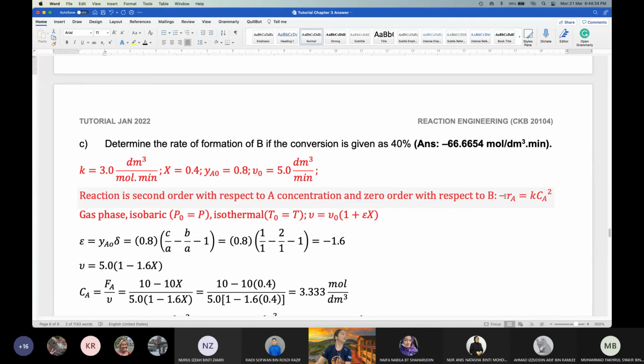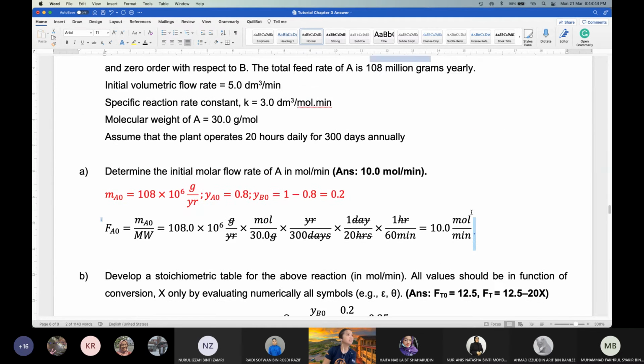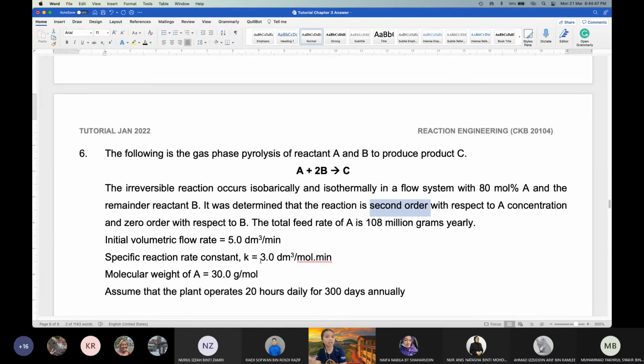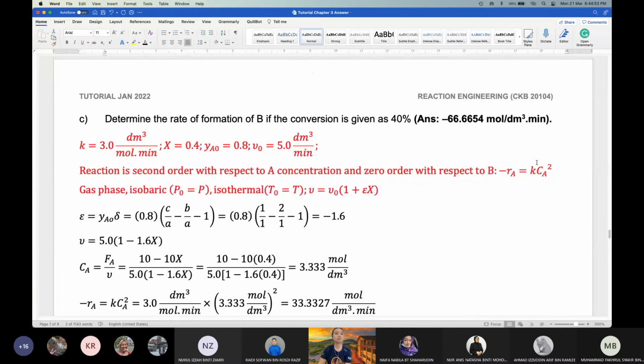Okay, we want to find them. First, k. k is easy, we don't need to find k because k is given. The k is given as 3. So k is done, we don't need to find it, just use the k given. The problem now is finding CA. This is the part I said is difficult, because finding CA is no longer the same as previously. In the previous case, for the liquid phase, CA was equal to FA over the outlet volumetric flow rate. But now, for gas, the outlet volumetric flow rate is no longer equal to the inlet volumetric flow rate. That becomes the hard part.